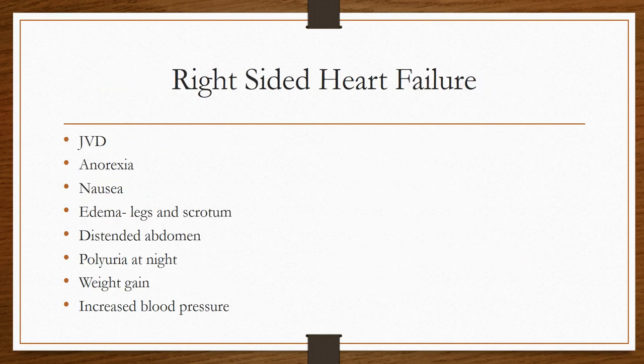In right-sided heart failure, they'll have jugular vein distension, anorexia, nausea, and edema in the legs and the scrotum. I mentioned this in the past: path of least resistance, fluid will go wherever it can.